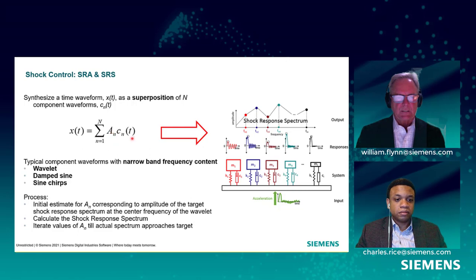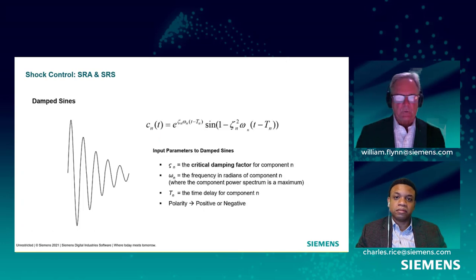So you have these amplitudes, and then you have this shape function of how you want to define those individual single degree of freedom systems, and those are based on these waveform definitions. We have wavelet, damped sine, and sine chirps. And just a couple examples here. The equation for that shape function is given here for damped sines, and it's based on the critical damping, the frequency, and the duration of the pulse. And there's also a time offset, which is this big T. So there's a lot of variables in defining that time pulse.